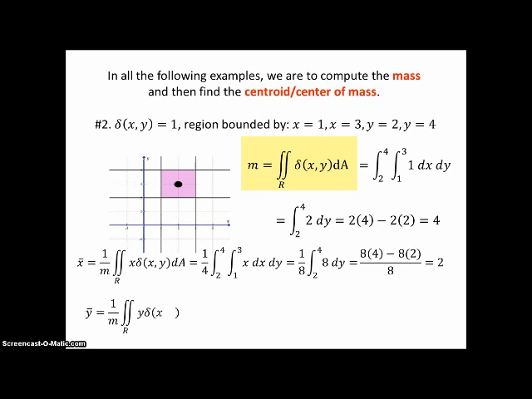Likewise, y bar is 1 over m times the integral of y times density. And so again, it's 1 over 4, and the antiderivative of y with respect to x is yx, and so 3y minus 1y is 2y, and then the antiderivative of 2y is y squared. So we have 4 squared minus 2 squared over 4, and we get 3. And so the centroid is at (2, 3), which is what we knew in the first place.